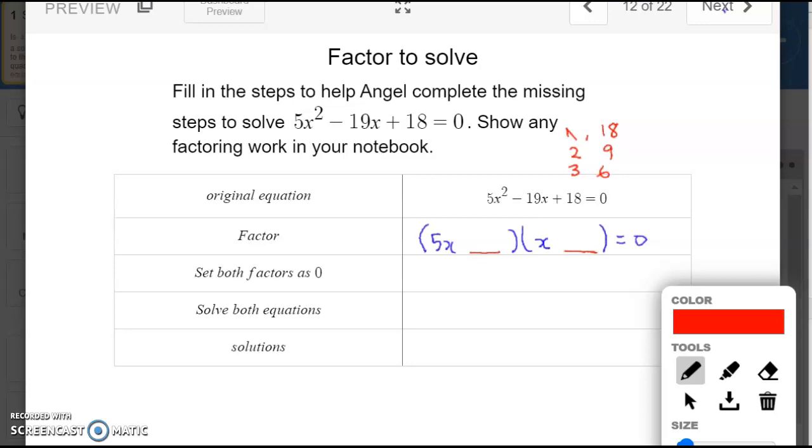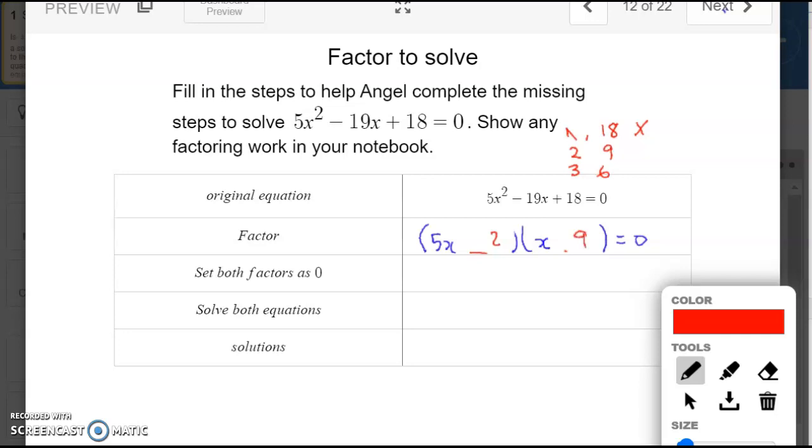Okay, 2 and 9. Or if I reverse the 18 here and 1 here, 18 plus 5 is going to be 23. So that does not work whether I try 1 and 18 or 18 and 1. It does not work. So I erase that and then I look at the next combination. Okay, try 2 and 9.